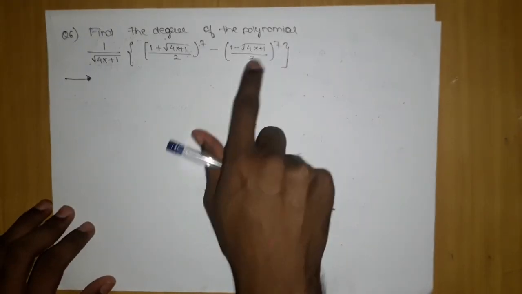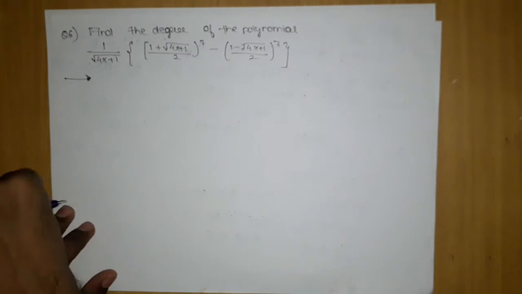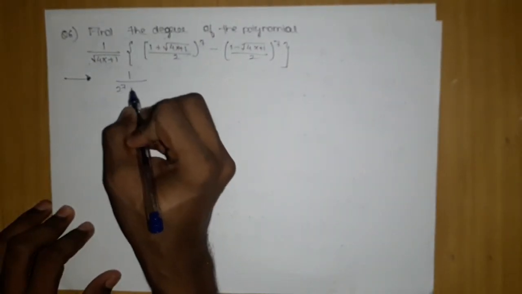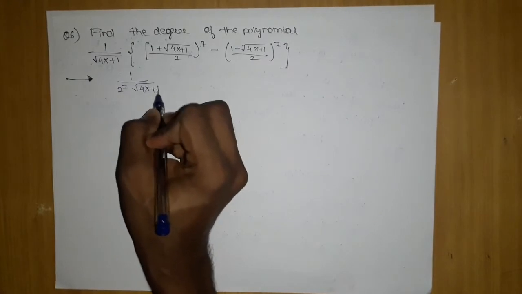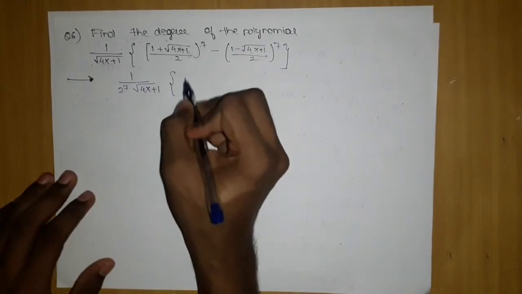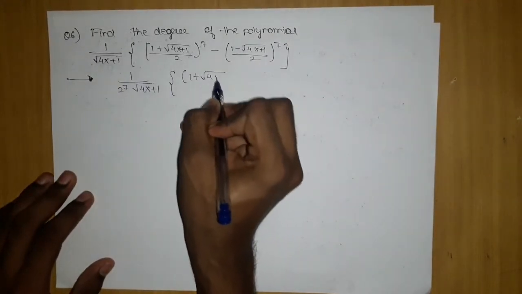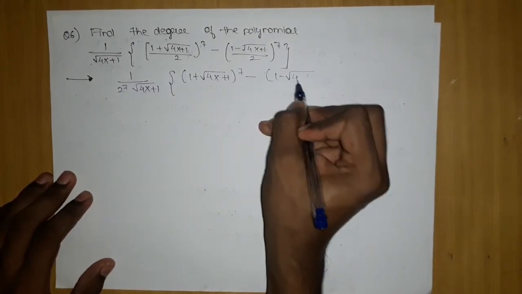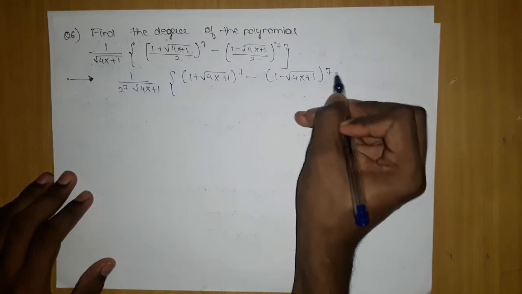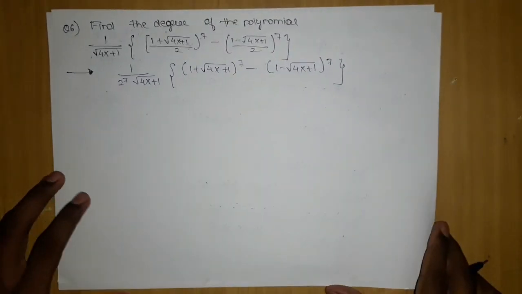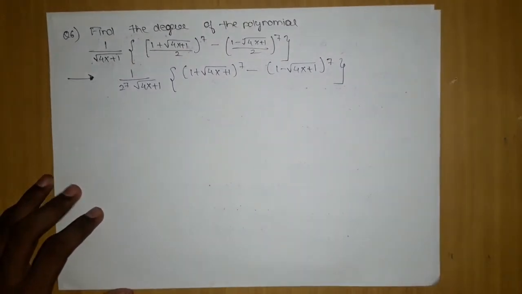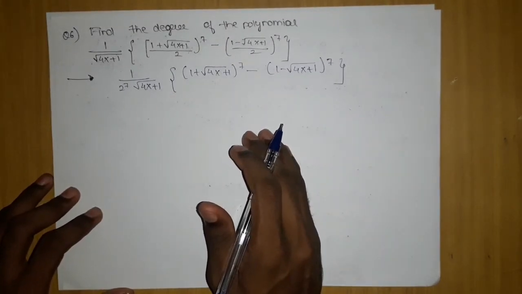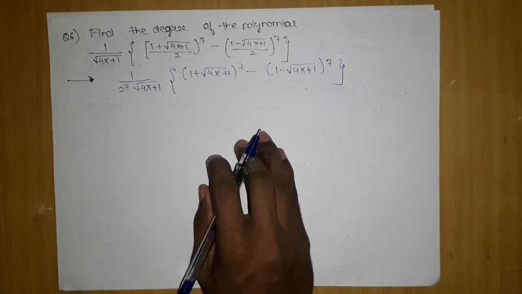So what we can do is take 2 power 7 outside. So we are taking 2 power 7 and under root 4x plus 1 outside. We are left with 1 plus under root 4x plus 1 the whole power 7 minus 1 minus under root 4x plus 1 the whole power 7. Now I know in this situation only the odd terms are left. Only the odd terms are left.